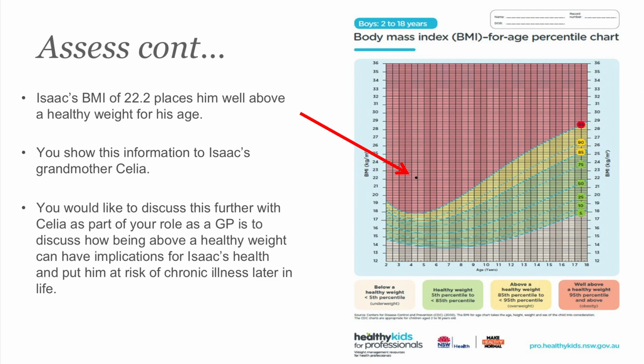Definitely giving her time is very important, and finding the amount of time to discuss it further. Today's visit might not be the appropriate time, but we would like to offer her more time to discuss this issue, as being above a healthy weight is likely to have implications for Isaac's health in the future. And we want to explain to her that it's our role as GPs to try and raise the issue with family members so that we can all work together as a team to help Isaac get back into the healthy weight range and help him to grow up healthy and happy.